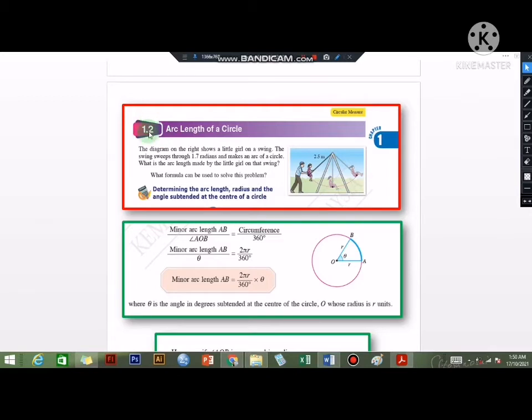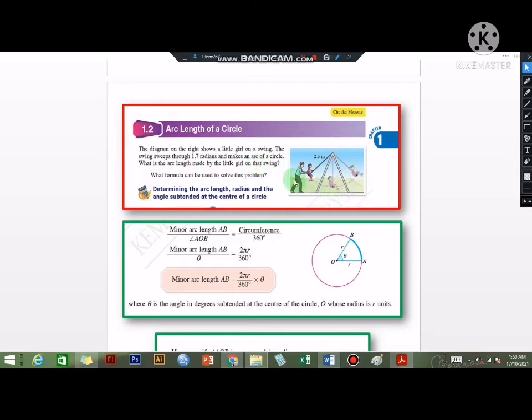Okay, class. Let's look at our next subtopic, which is subtopic 1.2, arc length of a circle. The diagram on the right shows a little girl on a swing. The swing sweeps through 1.7 radians and makes an arc of a circle. So what is the arc length made by the little girl on that swing? This is the length of arc.